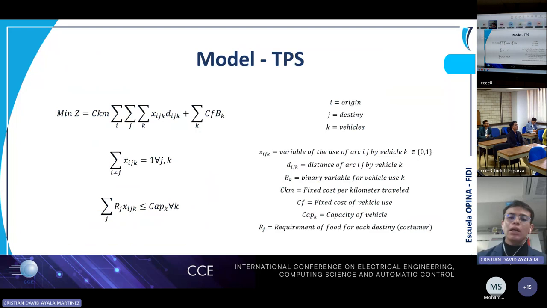This is the transport model. It is for savings, understanding the cost that we can analyze for the project, and it uses three different points: origin, destination, and vehicles. Also, it has in mind some restrictions such as cost, binary distance arcs, and all the things that we may need for the development of the project.